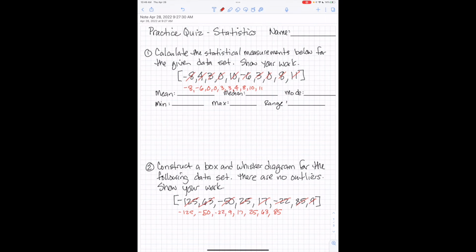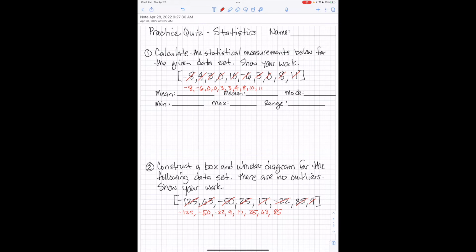Okay, here are the answers to the practice quiz for statistics. I've taken the liberty of listing the data in order for number one. I'm going to find the median first, and I'm going to do the mean last.